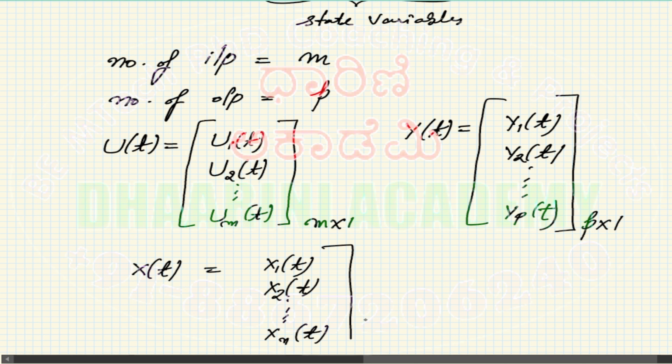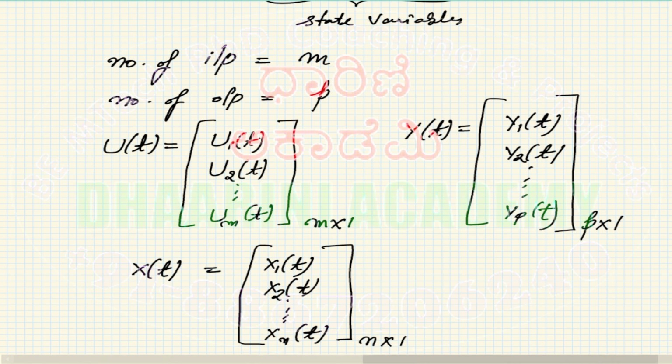N is the order, so I am going to use n number of state variables to write the matrix. The state space, we already have defined this, right? Now I know that each one of these state variables is dependent on two things: one is the initial condition and the other is your input, so that the next value can be predicted.